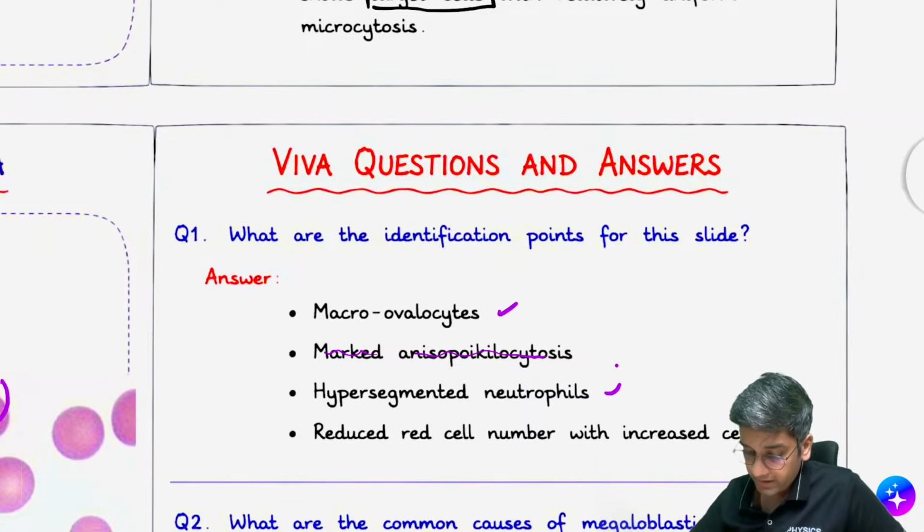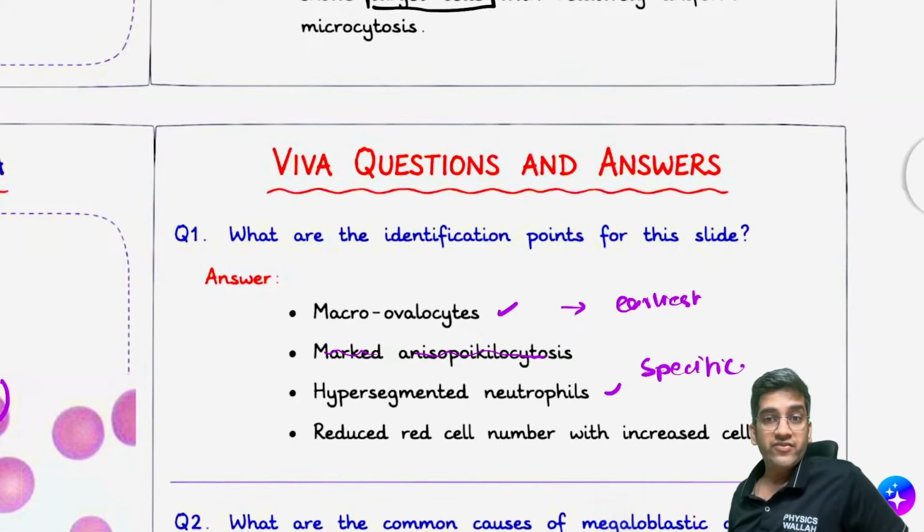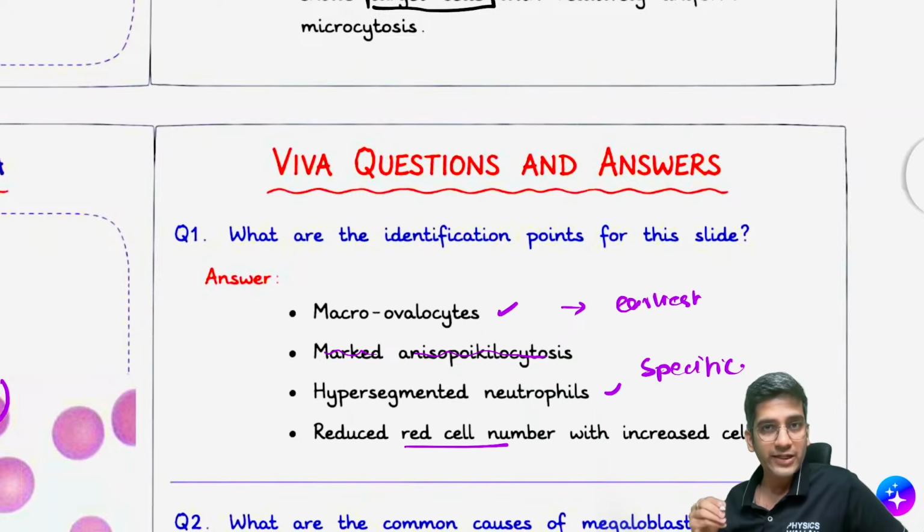Hypersegmented neutrophil also will be there. This is the earliest finding in case of an IDA. This is a very specific finding in case of an IDA. Fine. Okay. It's a very specific finding, hypersegmented neutrophil, and macro-ovalocytes is an earliest finding in case of a megaloblastic anemia, not an IDA, right? Yes, RBC number will be reduced because megaloblastic anemia will not let your bone marrow proliferate.